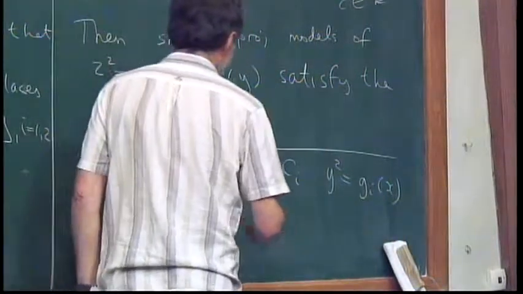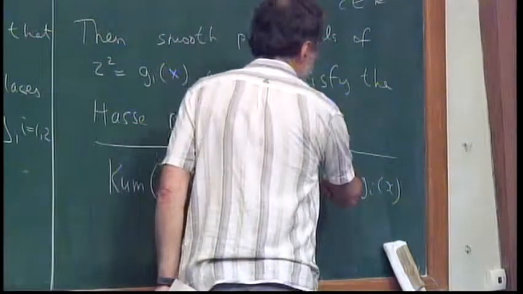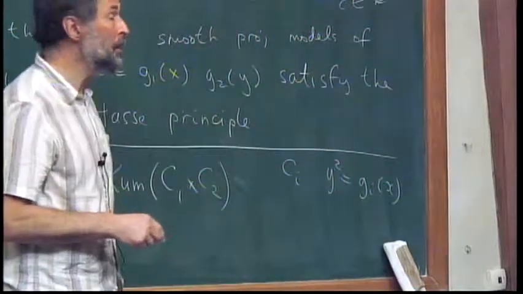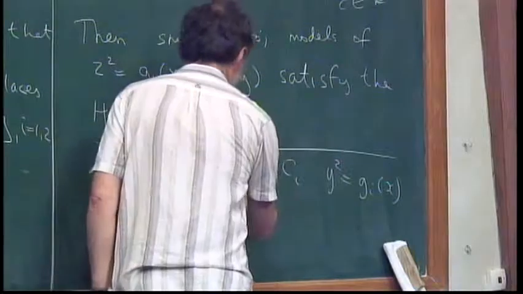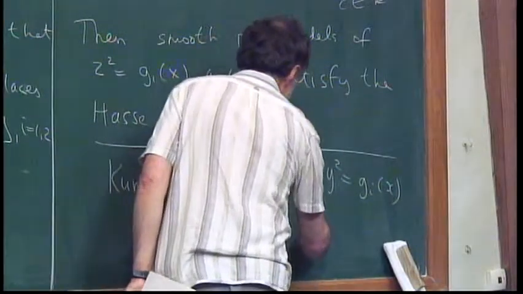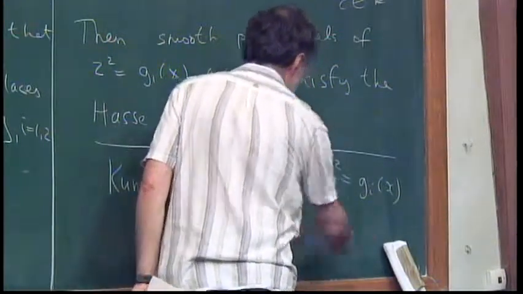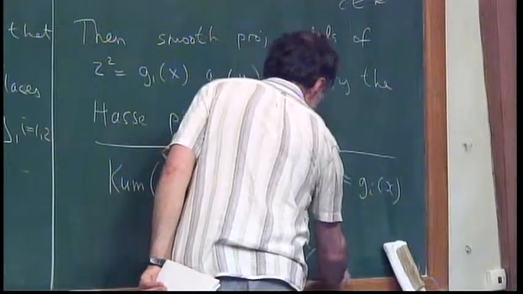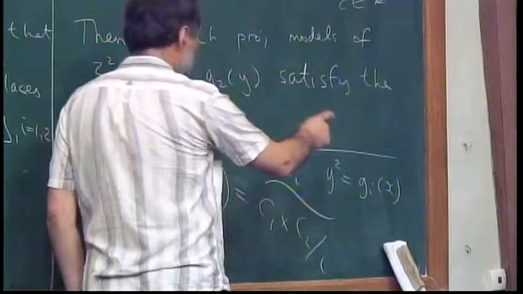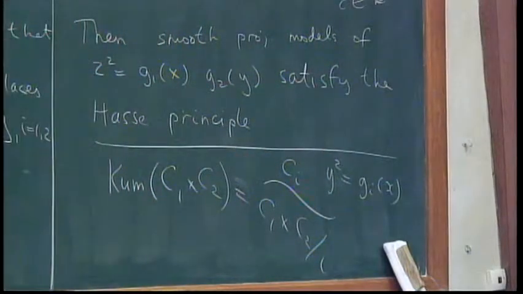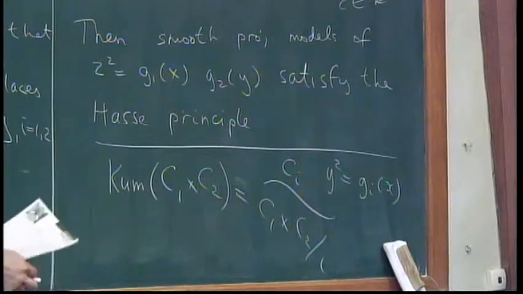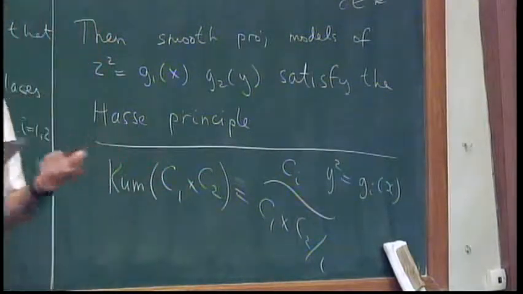So the involution on Ci changes the sign of y and does nothing to x. And so this is iota that acts simultaneously on both sides. When I mod out by iota and I resolve singularities, so this tilde means the singularity is resolved, then that's a Kummer surface. So this is theorem 1.